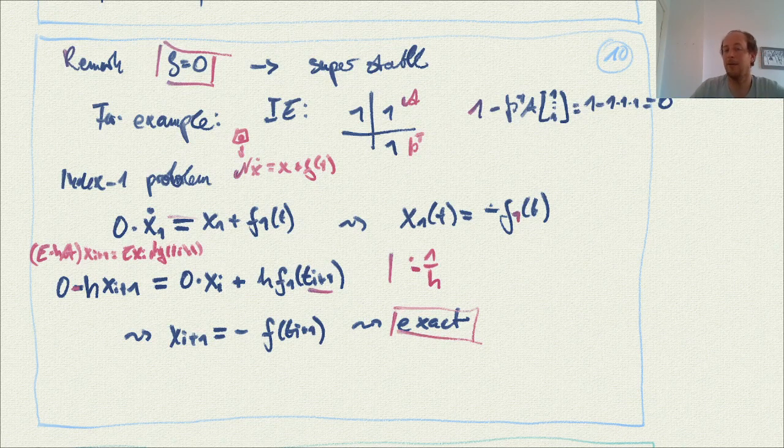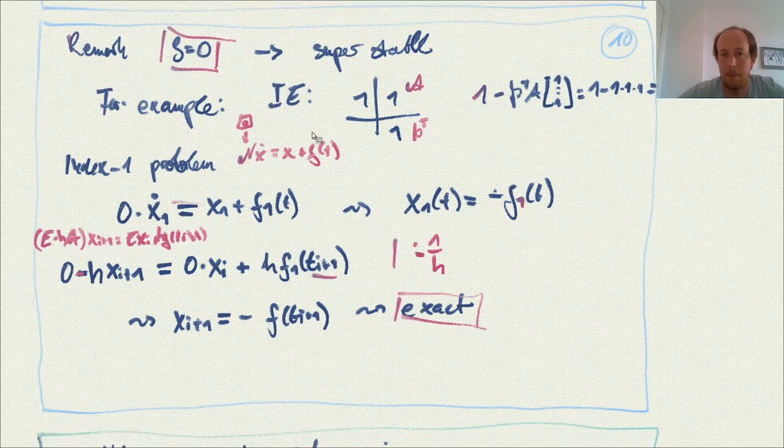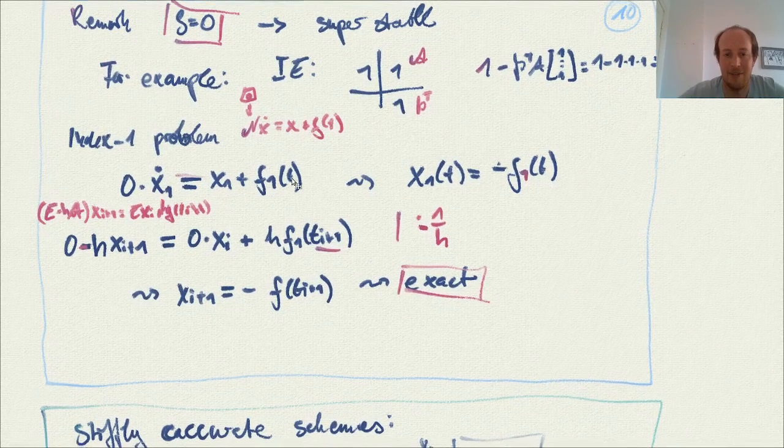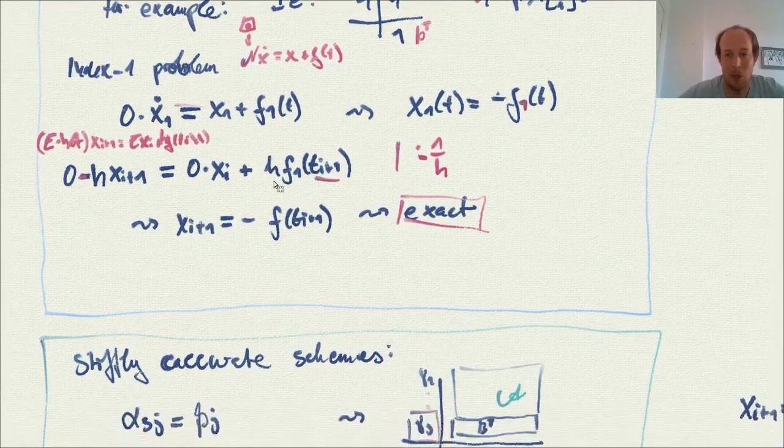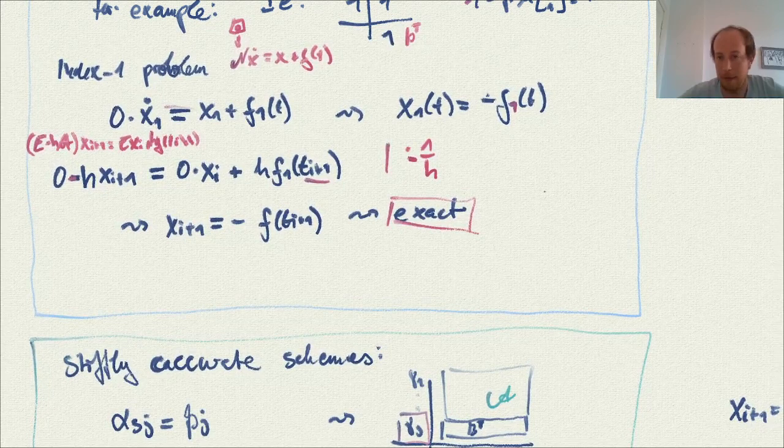Meaning the stiffly accurate schemes, if they are applied as these super stable schemes with rho equal to 0, and we will show this later why this is the case. If they are applied to index 1 problems, then no, they don't have a consistency error, which is nice.